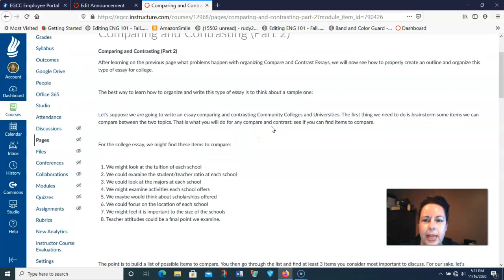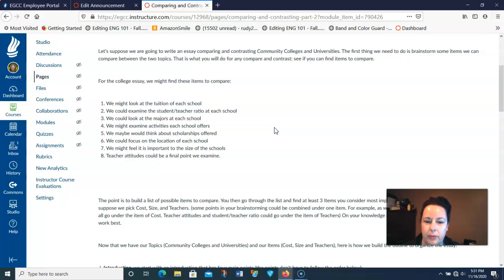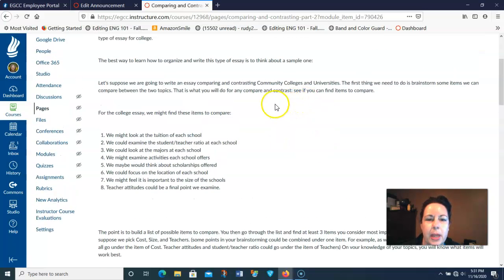This next page is going to take you through how to organize it and how you're going to start preparing for your essay. Remember, last unit we talked a lot about organization. So looking at an outline of how you're going to go through this essay will be very helpful. I like these 2 pages in our class because it goes through the entire process for you. This essay would be comparing and contrasting community colleges and universities. So here are the different things that you would want to look at for both of those.